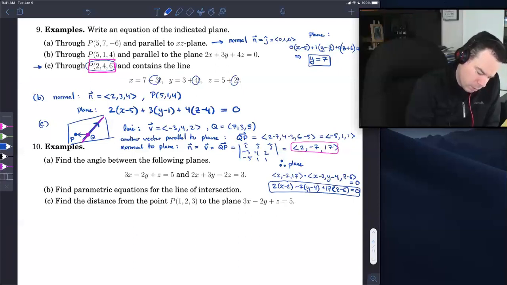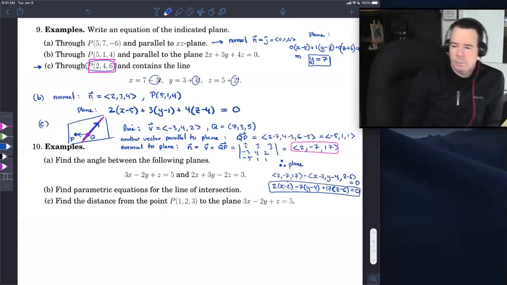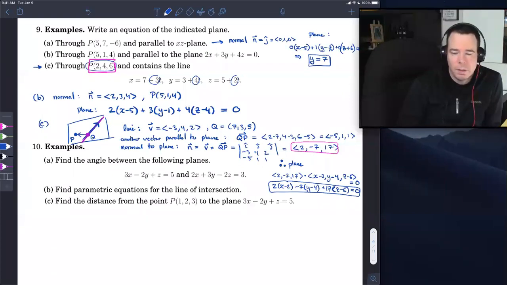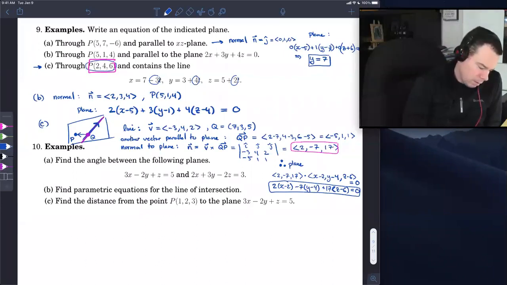So there's our equation of our plane. There's a little bit of work to be done on this one. We had a point on it, and we had a line that was contained in the plane, and so we just needed to know that we were able to find the normal vector to the plane doing this.